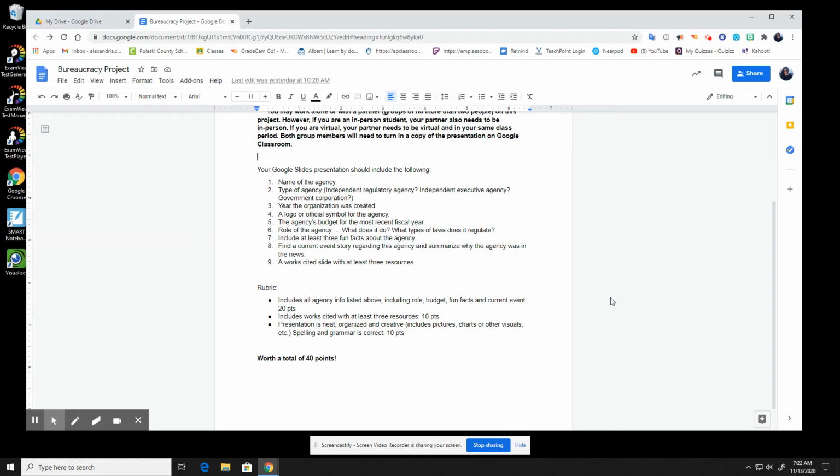The role of the agency. So what does this agency do? What type of laws does it regulate? So for example, if you were doing the EPA, they're regulating the environment, okay? So how do they do that? What role do they play?